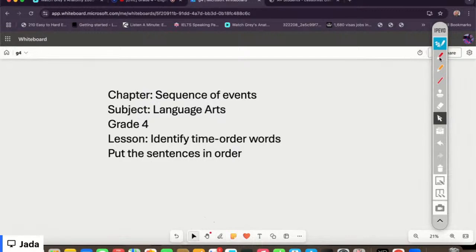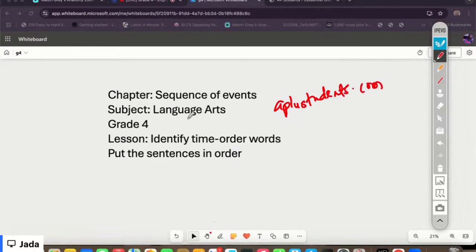Today our lesson will be sequence of events. First you have to log in using aplustudent.com. After that you click on your name, move on to Language Arts, Grade 4. The chapter is Sequence of Events, and we have two lessons under it: identify time order words and put the sentences in order.